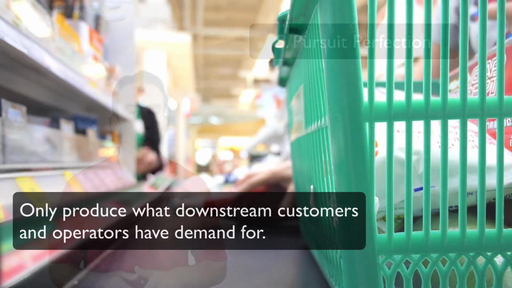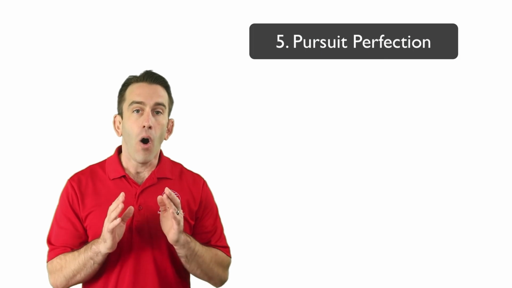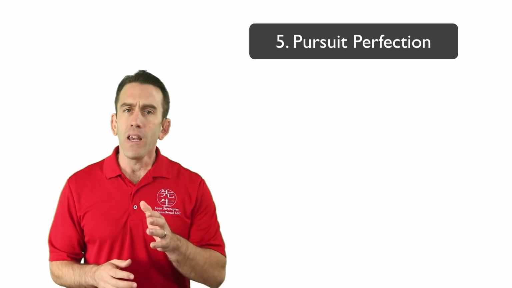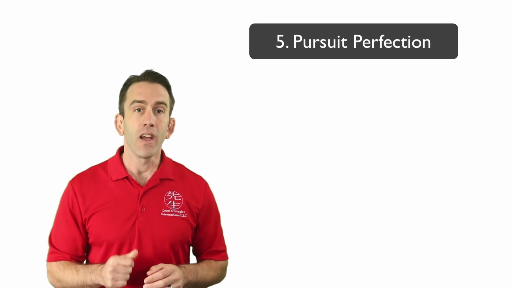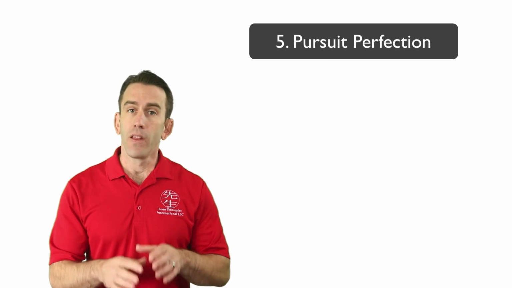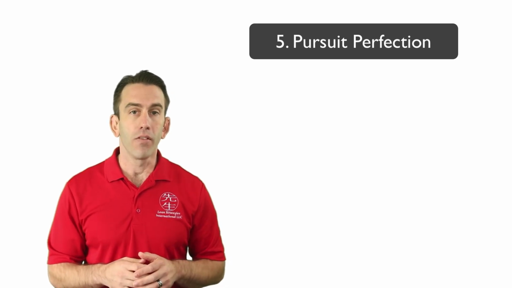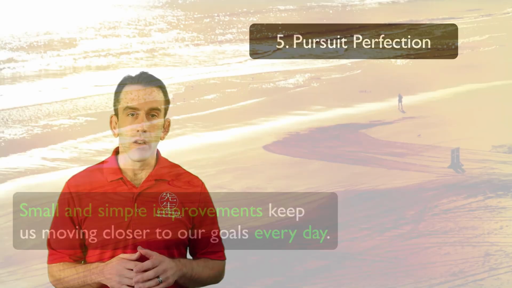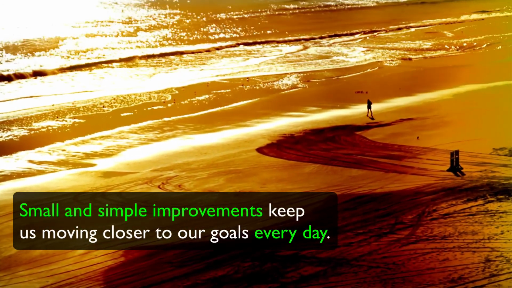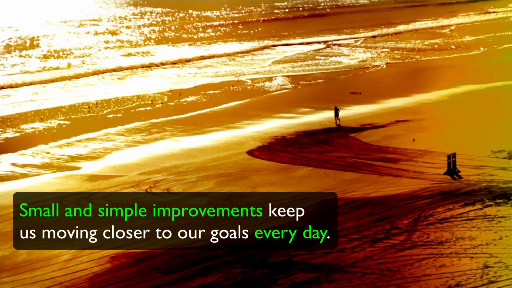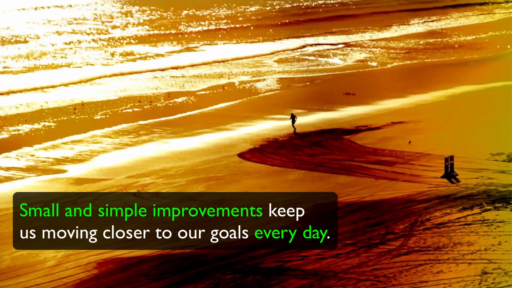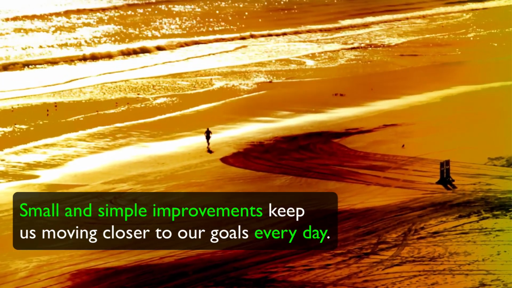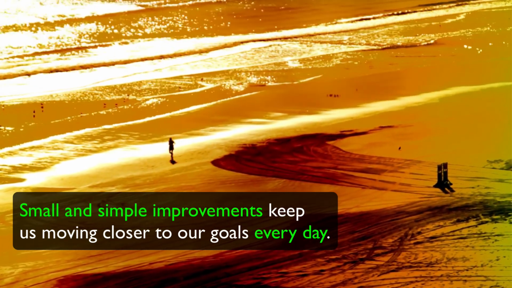The last principle can be summarized by saying, always get a little better and shoot for perfection. While many of us would prefer to snap our fingers and become perfect, this philosophical principle of lean reminds us that though we may never achieve perfection, small and simple improvements keep us moving closer to our goals every day. This is absolutely critical. Move forward. Get a little bit better every day.